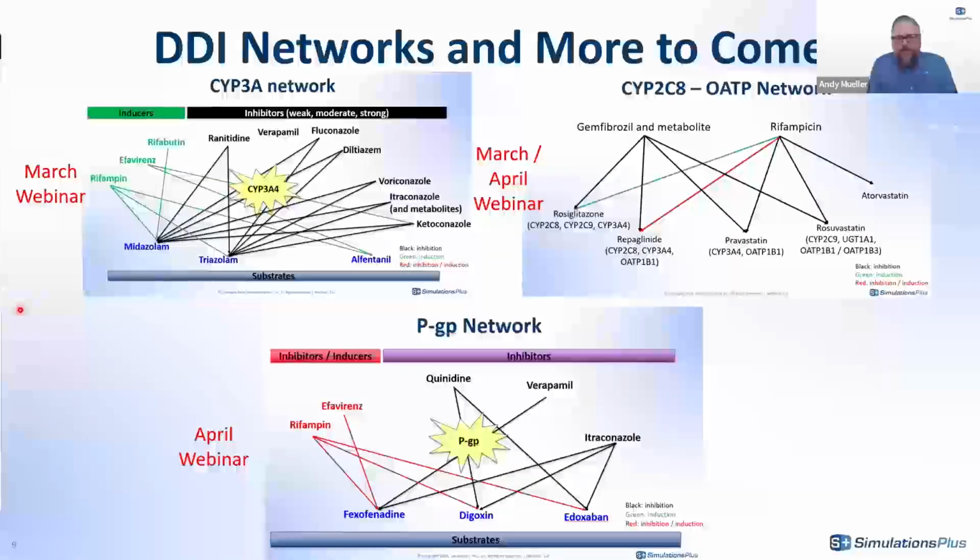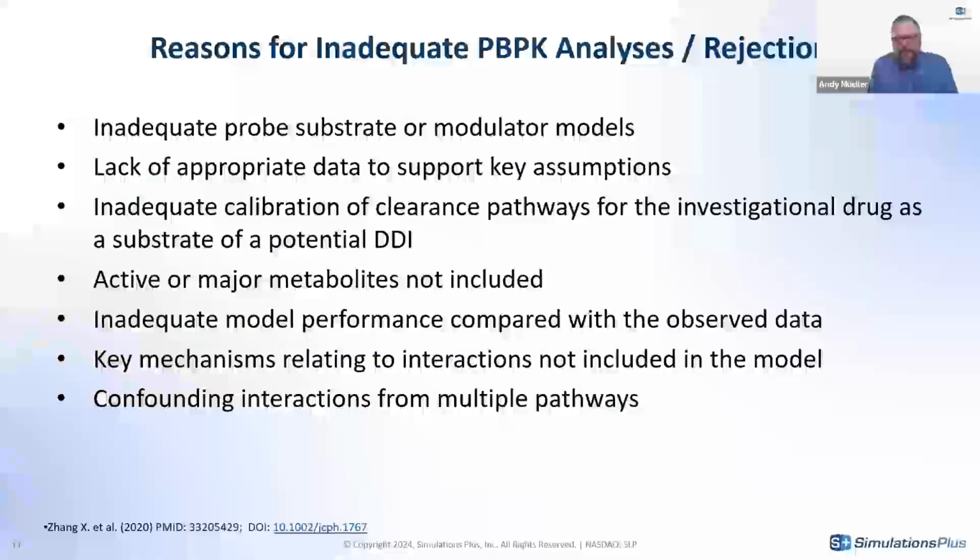Can you please clarify what you mean by calibration of clearance pathways? When you discussed inadequate PBPK analyses, do you refer to not correcting for fraction unbound in incubation? Yeah, that's a great question. I think that's part of it, right?